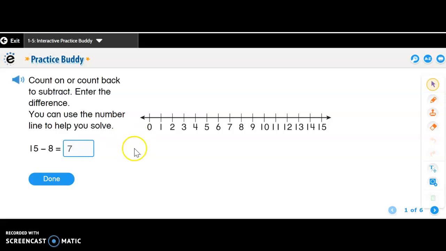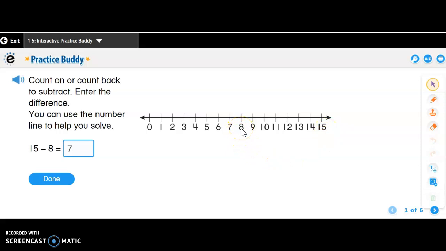Now let's try it the other way. We counted back there, but let's count on and see if we get the same number. So instead of starting at the big number, we're going to start at the littler number. So which one is smaller, 15 or 8? 8. So let's start on number 8, and we're going to count up until we get to number 15, okay?